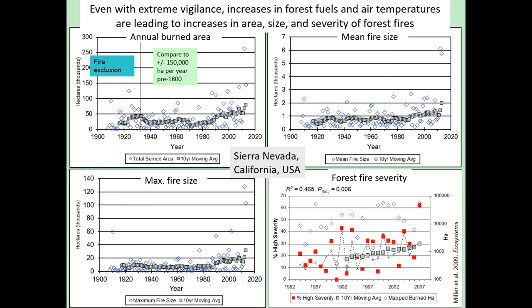Anyway, you can see a big change in annual burned area. You can see a big change in mean fire size. You can see a really big change in maximum fire size, particularly in the last couple of years. And more importantly to me is forest fire severity, which is biomass loss and mortality due to fire, is going up over time.